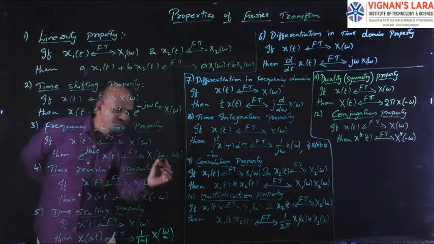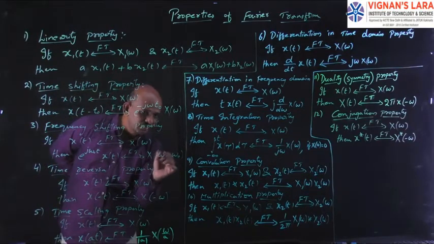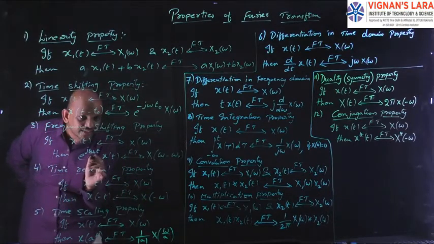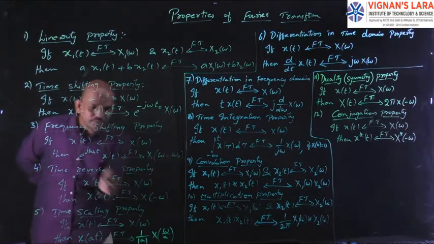See, here it is shifted with omega naught. So X of omega has changed to X of omega minus omega naught. So that omega naught comes here. Whatever we have taken here, that will come here.